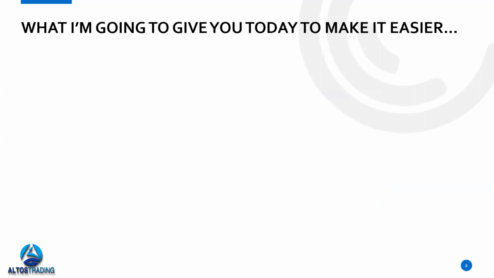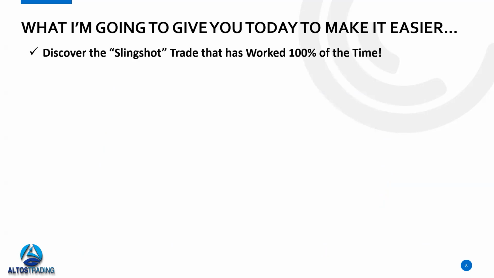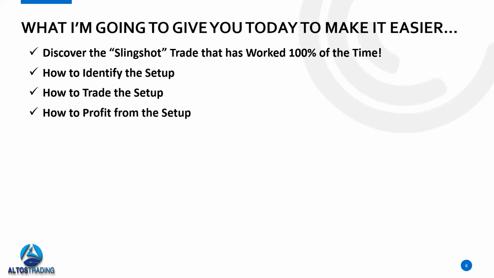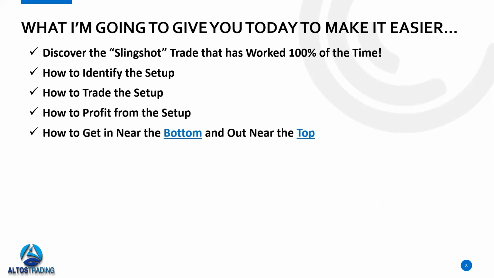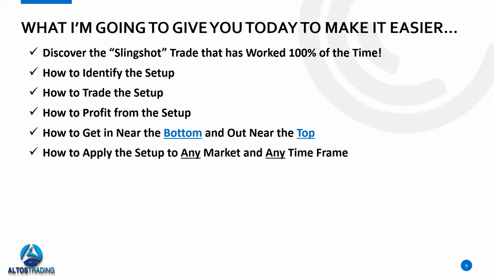All right, so what I'm going to give you today to make this easier. Number one, we're going to look at the slingshot setup. This is my proprietary setup. It's worked 100% of the time on the major indices going back to the dawn of the stock market. I'm going to show you how to identify the setup, how to trade the setup, how to profit from the setup, how to get in near the bottom and out near the top. And so we're not playing a game here of trying to catch the exact bottom or top. I'm going to give you some tools, tricks, and tactics to help us navigate these major market turning points and help us buy low and sell high. We can apply this to any market in any time frame, as I mentioned.